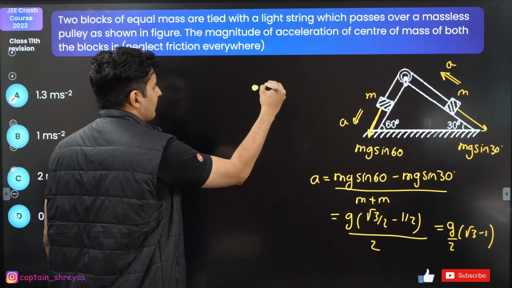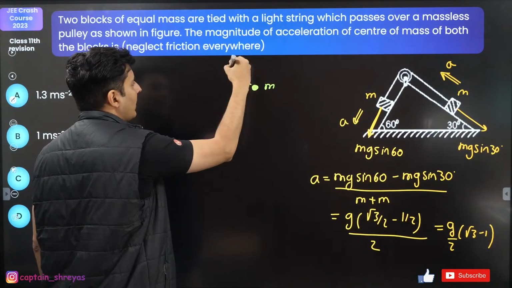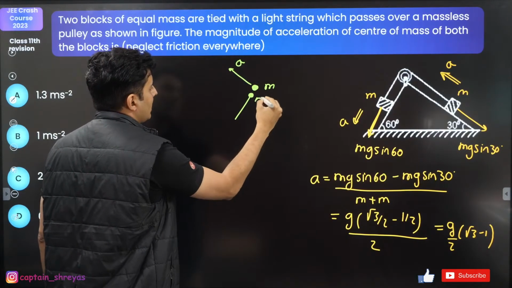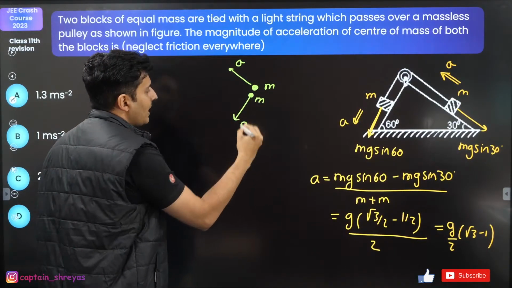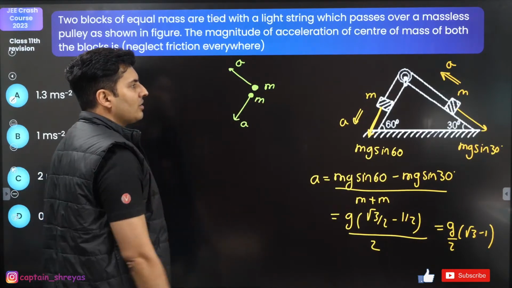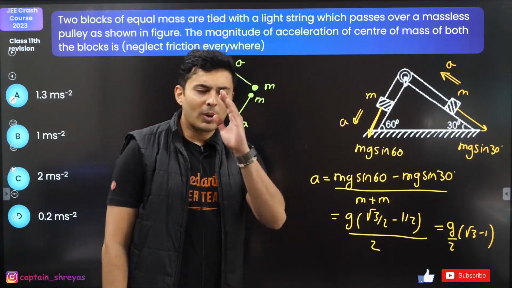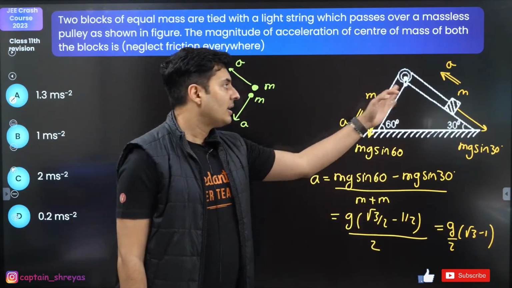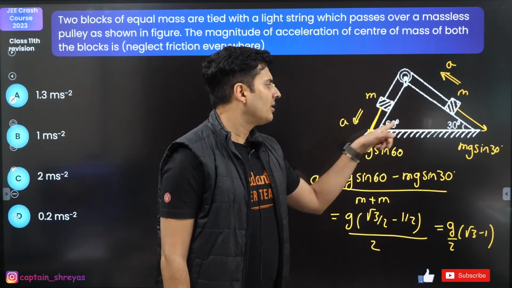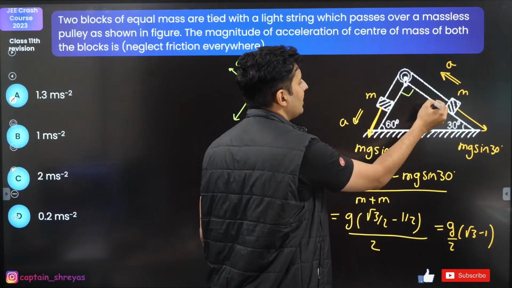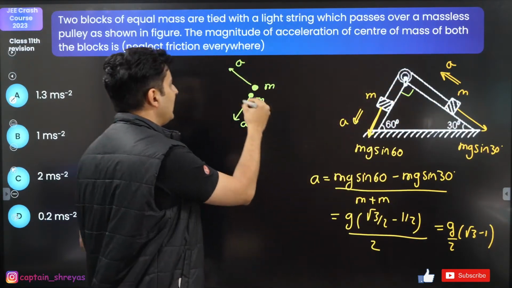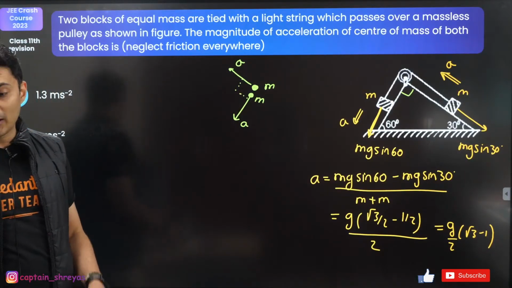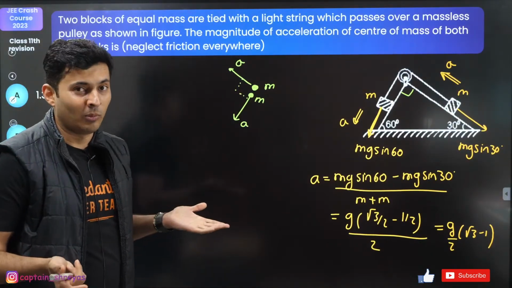One of the masses M is going this way, accelerating like this. Another mass M is accelerating this way. Can you tell me what is the angle between these two masses? Can you quickly think and tell me what is the angle between these two masses' acceleration directions? This is 30, this is 60, obviously this is 90. This goes here, this goes like this, perpendicular. So they are already perpendicular to each other. Can you not see that? They are perpendicular to each other. That's the beauty of the problem.